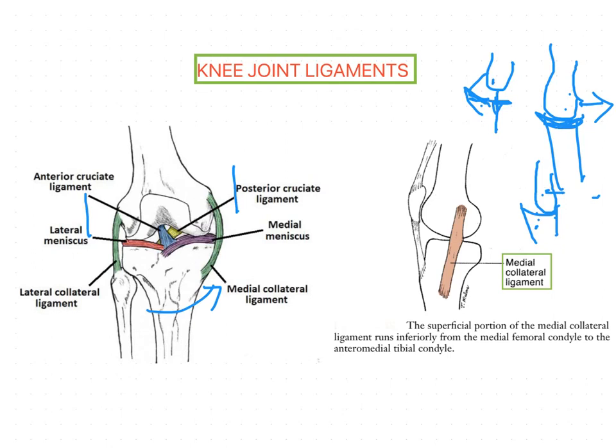Now we are going to discuss various knee joint ligaments. There are a variety of knee joint ligaments which give support to the knee joint. Some are collateral ligaments, which include the medial collateral and lateral collateral ligaments. Here you can see the medial collateral and lateral collateral ligaments.